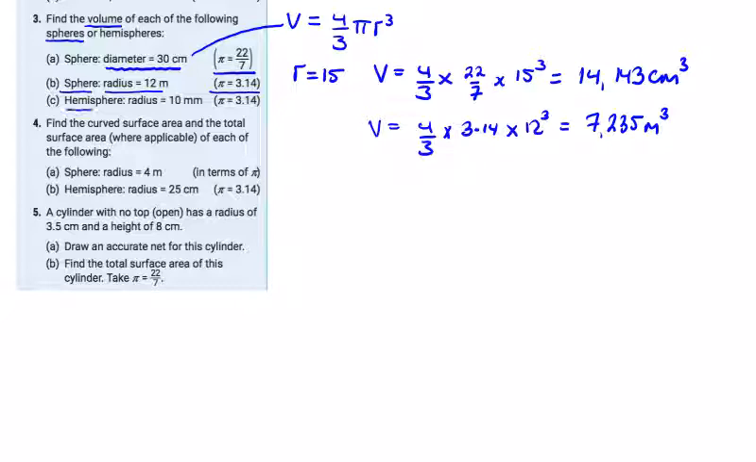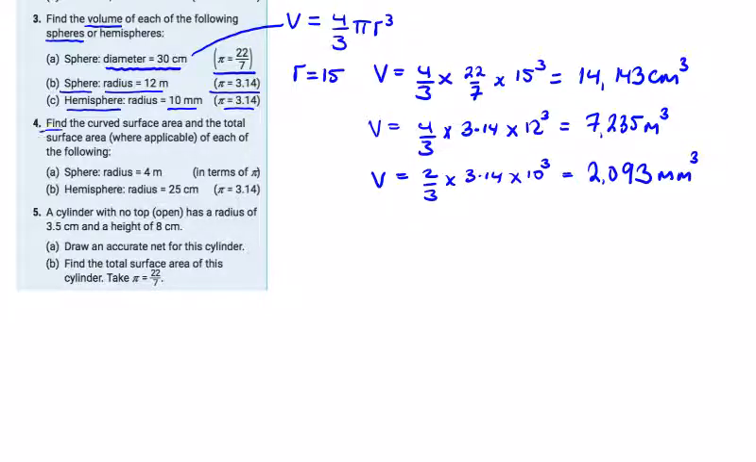Part C, we have a hemisphere, so we're looking at 2/3, and we have the radius 10, and we're given pi. So the volume of this hemisphere in part C is 2/3 by 3.14 by the radius cubed, which is 10 cubed. And that's going to give us 2093.33 recurring, so 2093, and that's in millimeters cubed. We'll just round these off because they're such big numbers.